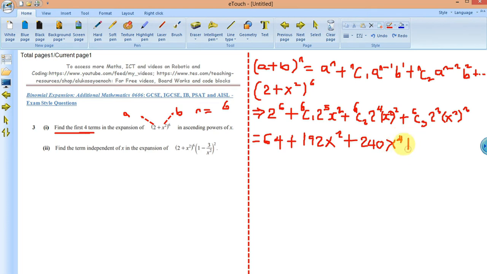Then plus, I'll plug in the calculator again. 6 combination 3 times 2 raised to power 3, and that is 160. This is x squared raised to power 3, so that will be x^6.